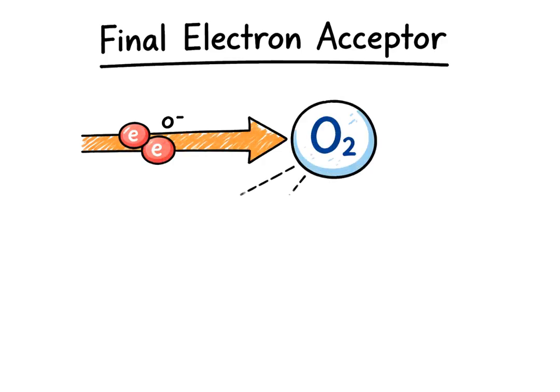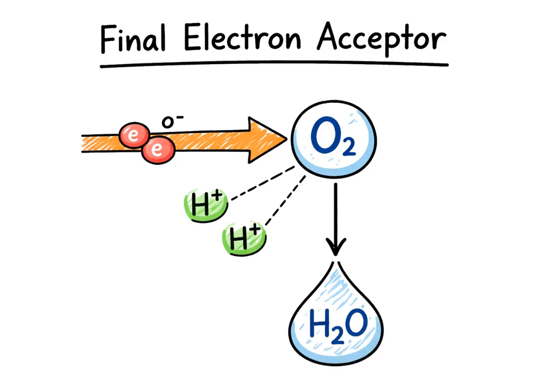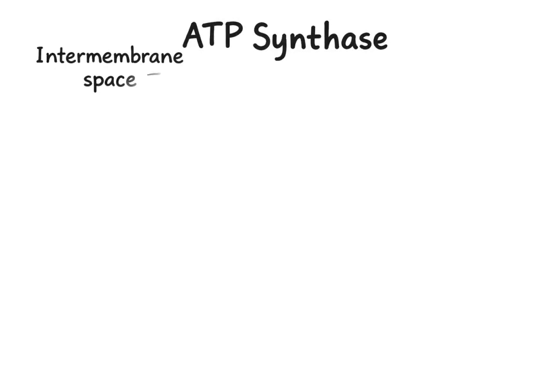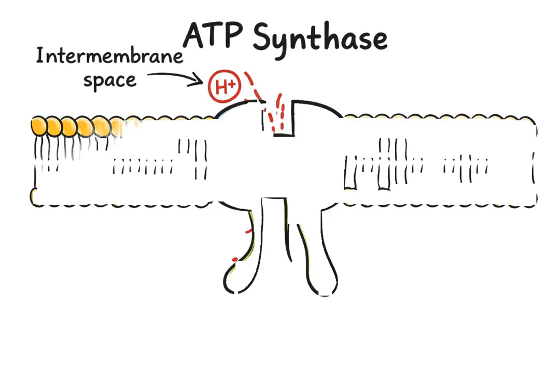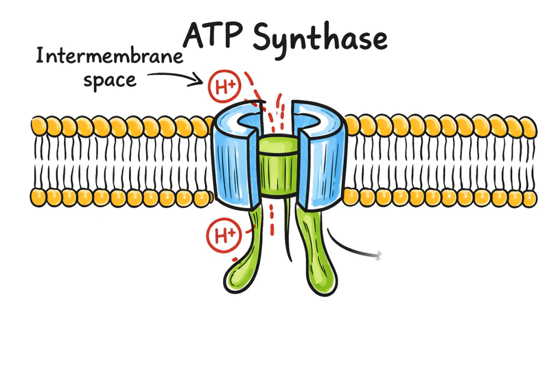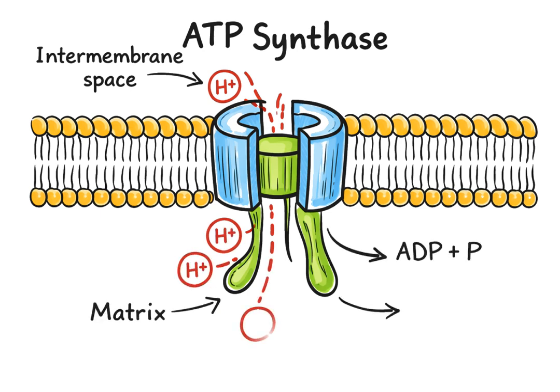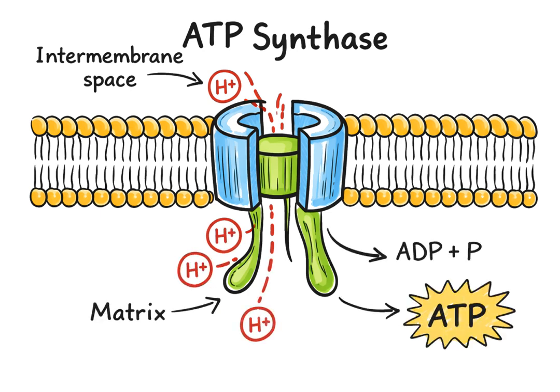It combines with electrons and hydrogen ions to form water. Without oxygen, the chain backs up and ATP production stops. The flow of hydrogen ions back across the membrane through ATP synthase is called chemiosmosis. This process harnesses the gradient's energy to generate a large amount of ATP.